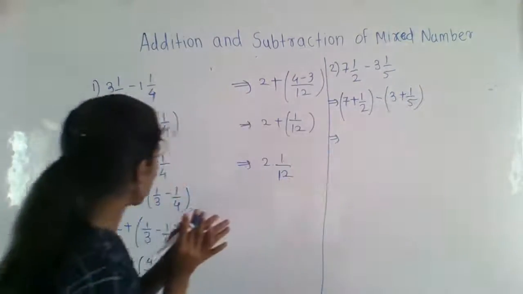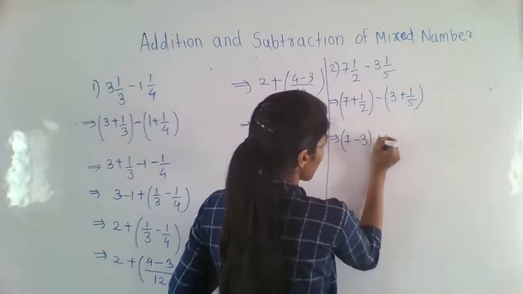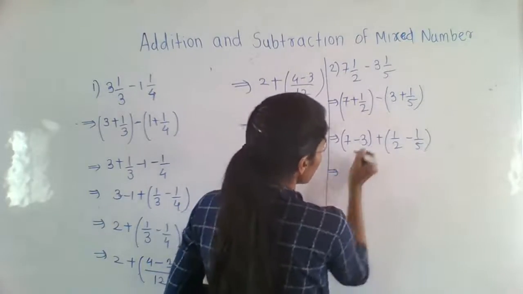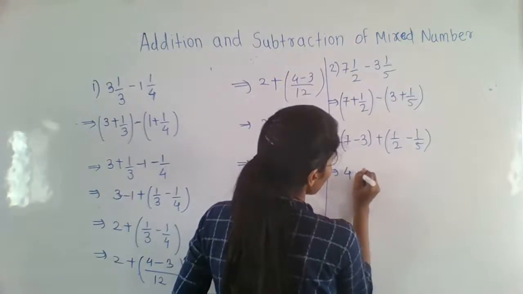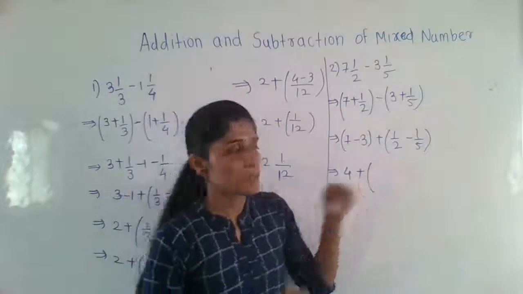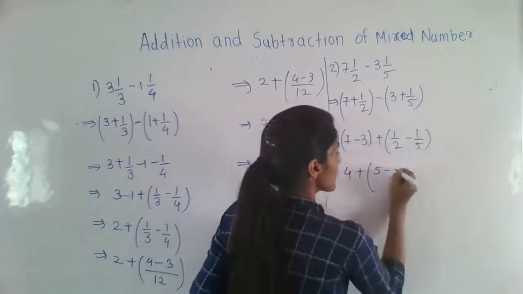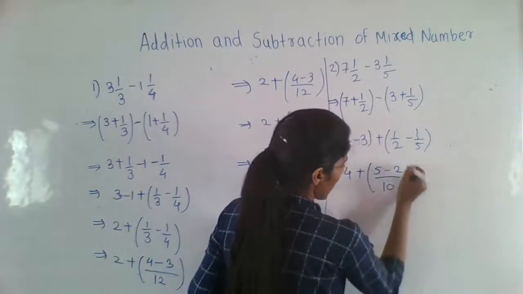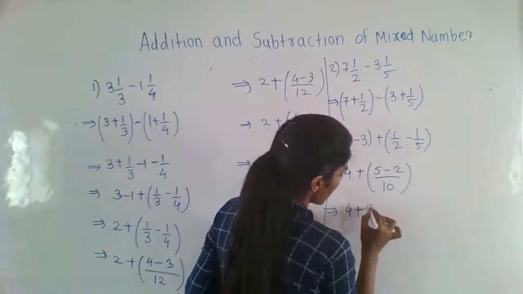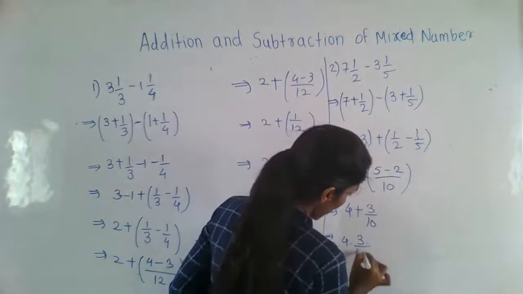Here you can see that we directly subtract like this: 7 minus 3 plus 1 by 2 minus 1 by 5. Now 7 minus 3 is 4, plus subtraction of fractions. What we have to do? Cross multiplication of numbers. Then cross multiply: 5 ones are 5 minus 2 ones are 2, and 5 twos are 10. What we get? 4 plus 5 minus 2, that is 3 by 10. And we can write it as 4 and 3 by 10.